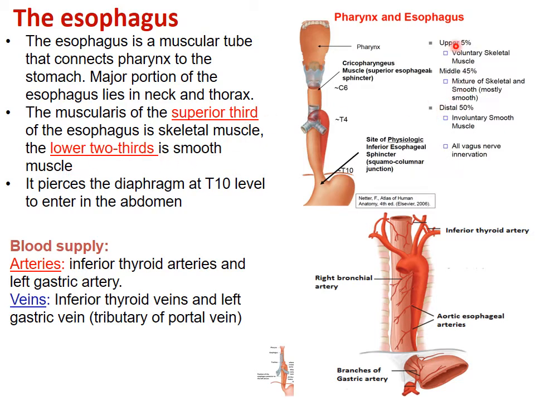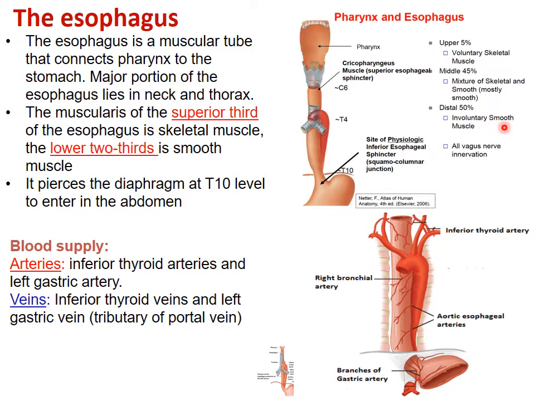Now here if you see, this is the oral cavity, pharynx, right? And this very long tube is the esophagus, and this is the stomach. Now this tube that is posterior to the larynx, posterior to the trachea, this is the esophagus. And if you look here, what is it saying?